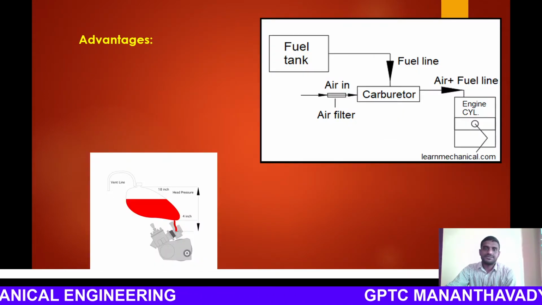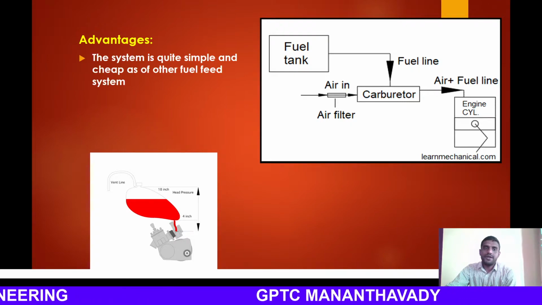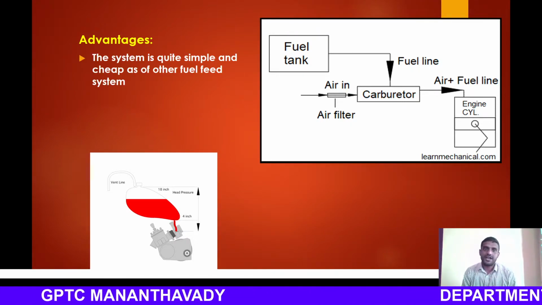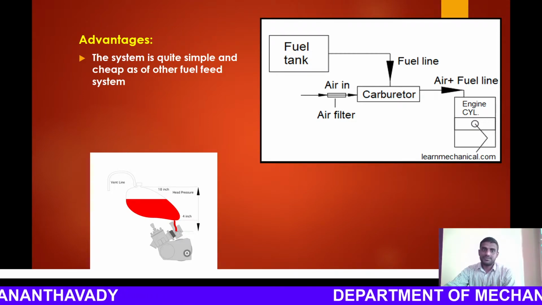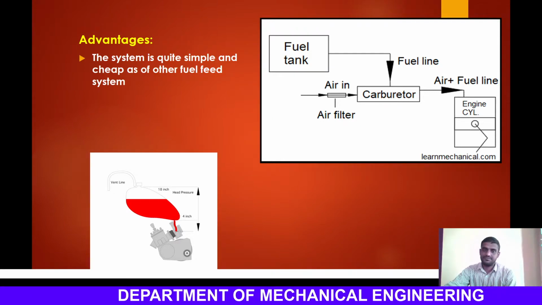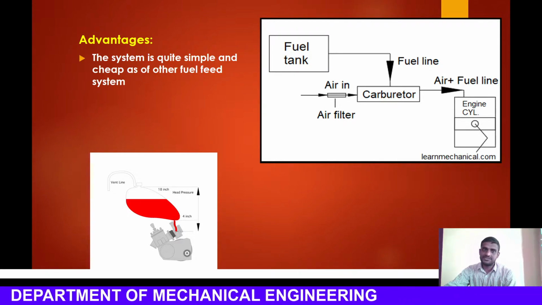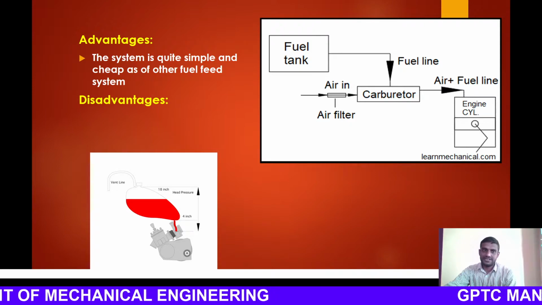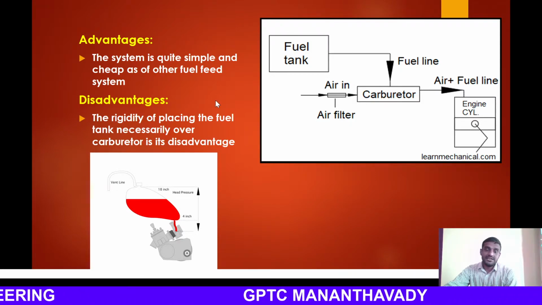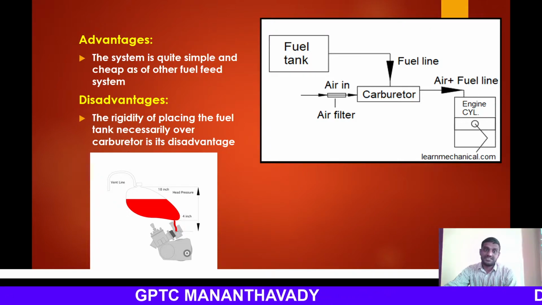Next are the advantages of the gravity fuel system. What are the advantages? The system is quite simple and cheap compared to other fuel feed systems. The main advantage is that it is very simple and cheap. Its disadvantage is the rigidity of having to place the fuel tank over the carburetor.